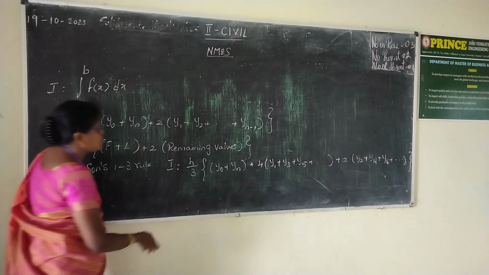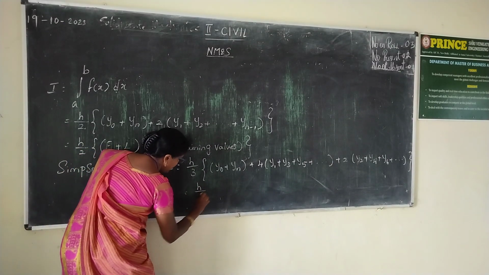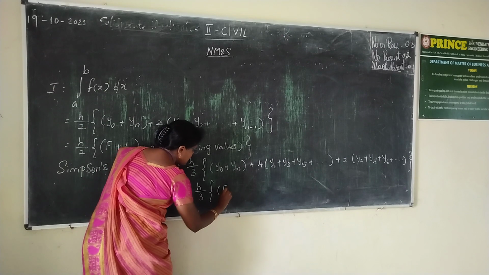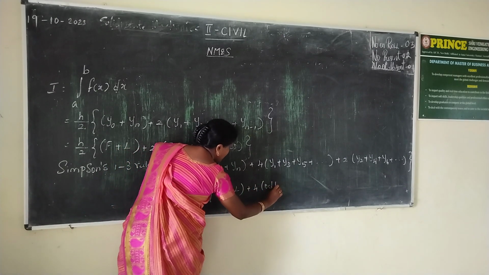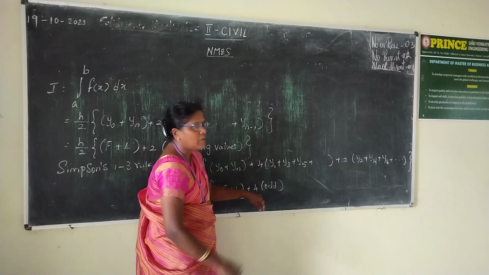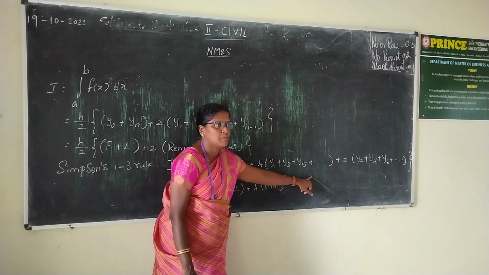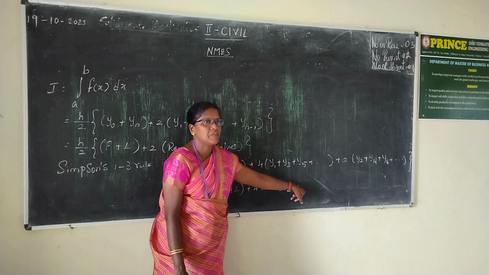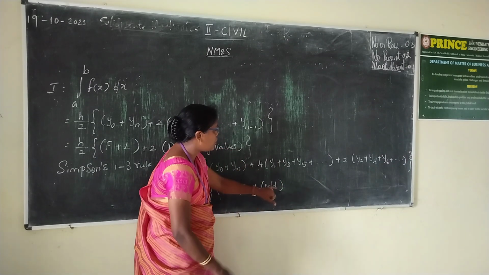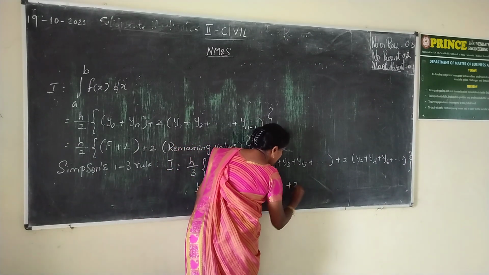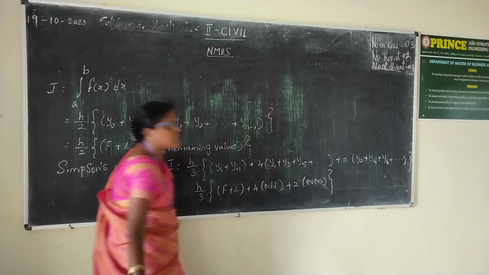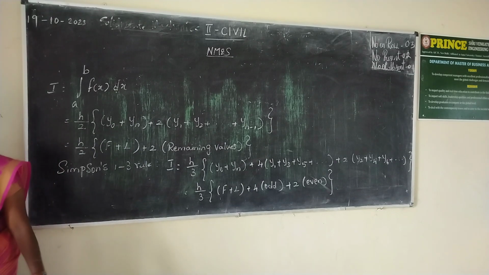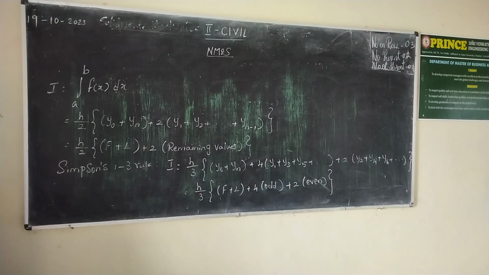How to remember this easily: h by 3 into first and last plus 4 into the odd notation values. Odd indicates the y suffix notation 1, 3, 5. So plus 4 into the odd values plus 2 into the even values. This is your Simpson's 1/3 formula. First and last plus 4 into odd plus 2 into even.